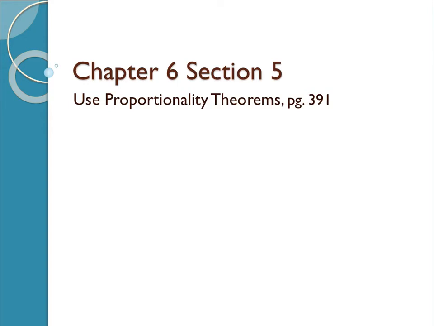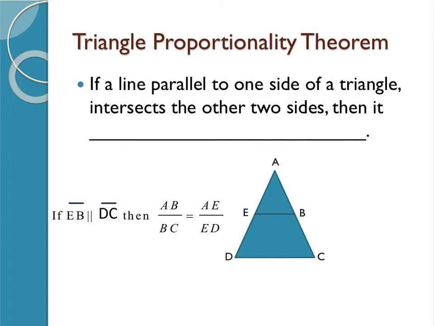Alright, so today we're going to start 7.4. I know it says 6.5, but it's 7.4. And we're going to use the proportionality theorems in triangles. So our triangle proportionality theorem states if a line parallel to one side of a triangle intersects the other two sides, then it divides those sides proportionally.